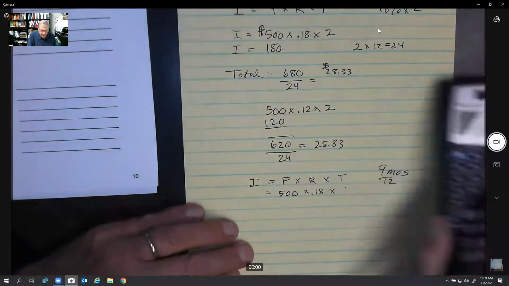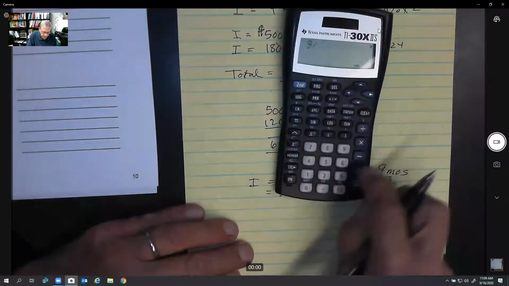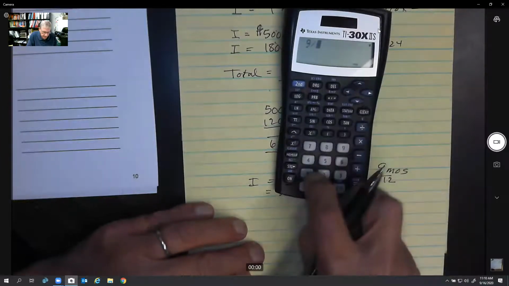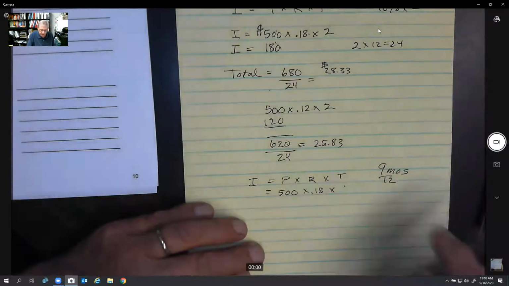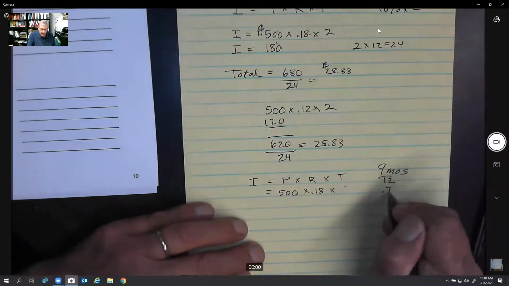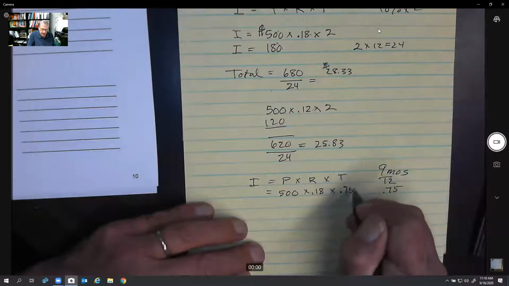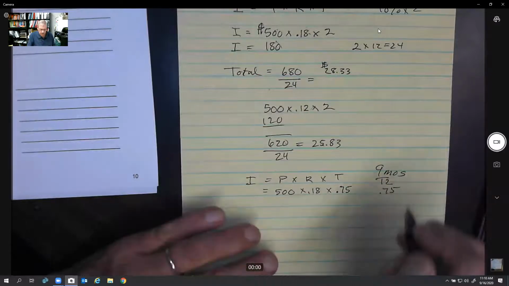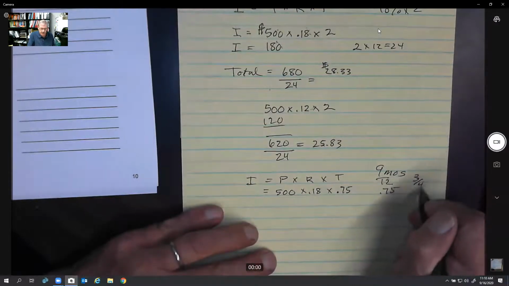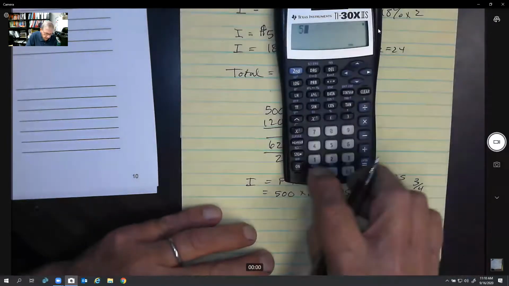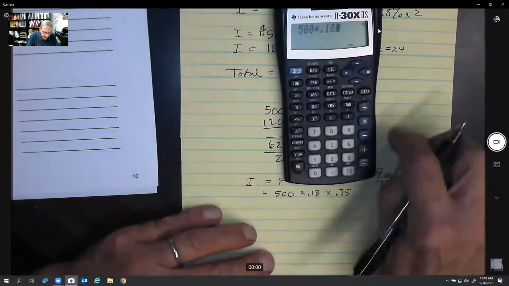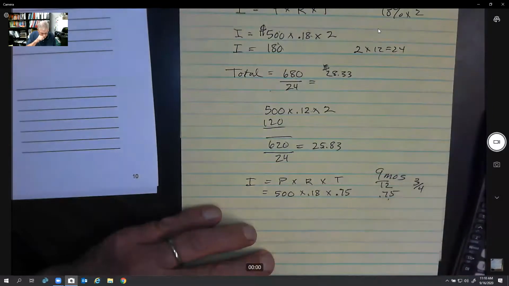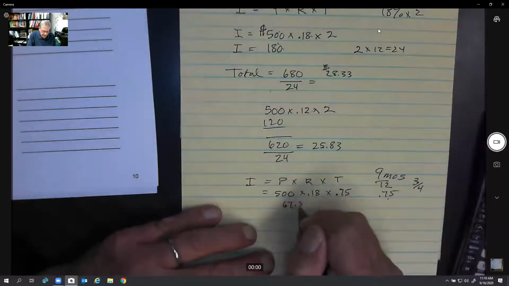Let's reduce 9 12ths down. 9 divided by, what's there? Well, we could actually just not reduce it, change it to a decimal. 9 divided by 12 is 0.75. So that would give you the amount of time in terms of years. 9 months is 3/4. 3/4 is 0.75. So this is 500 times 0.18 times 0.75. And that'll tell you that you're going to pay $67.50 in interest.